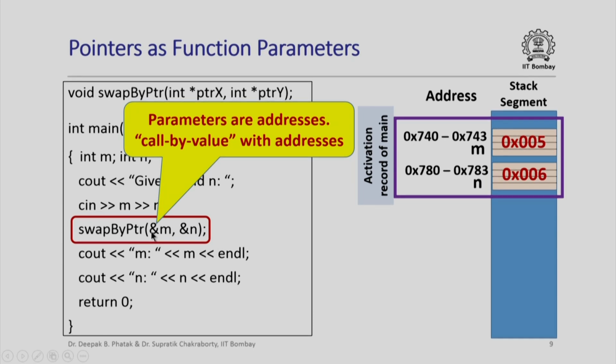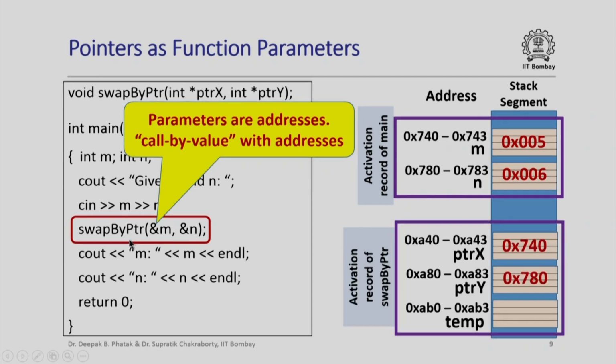So essentially I am passing two addresses as parameters, and I am going to do call by value when I call this function. So these two addresses will get copied to the space allocated for the formal parameters of this function in the activation record that will get created for this function. So here is the activation record of swap by pointer, here is the space allocated in it for its two formal parameters, and the addresses of the variables m and n in the activation record of main, which is basically hex 740 and hex 780.